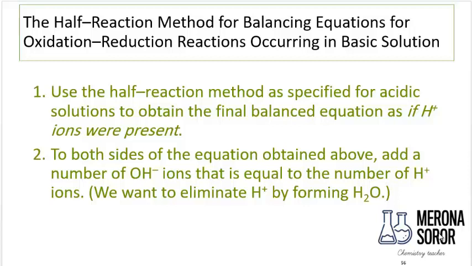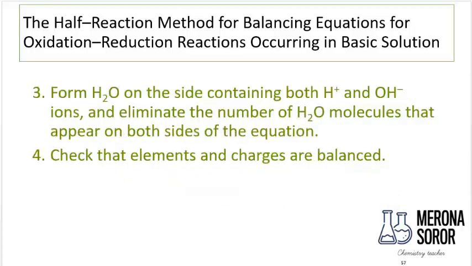We want to eliminate hydrogen ions by forming water. Number 3. Form water on the side containing both hydrogen ions and OH ions, and eliminate the number of H2O molecules that appear on both sides of the equation. Number 4, check that elements and charges are balanced.